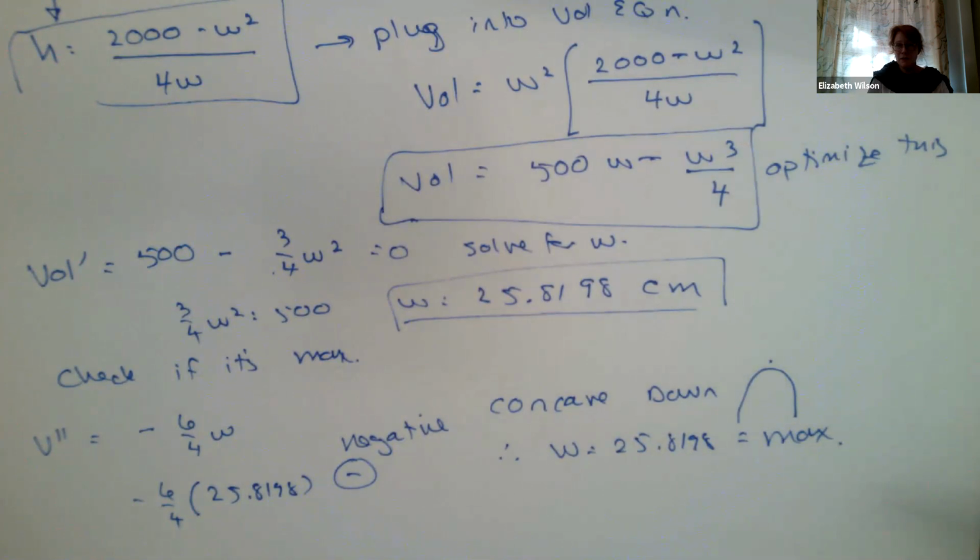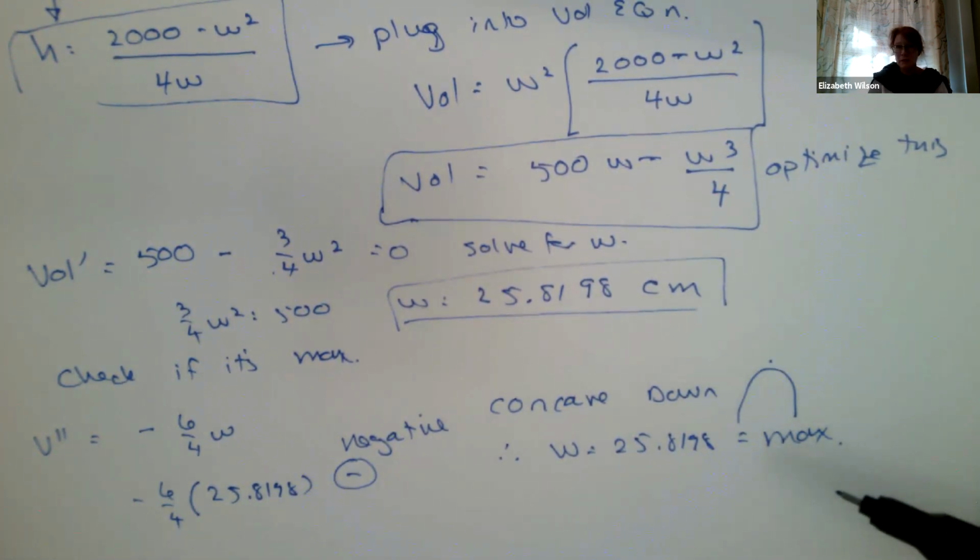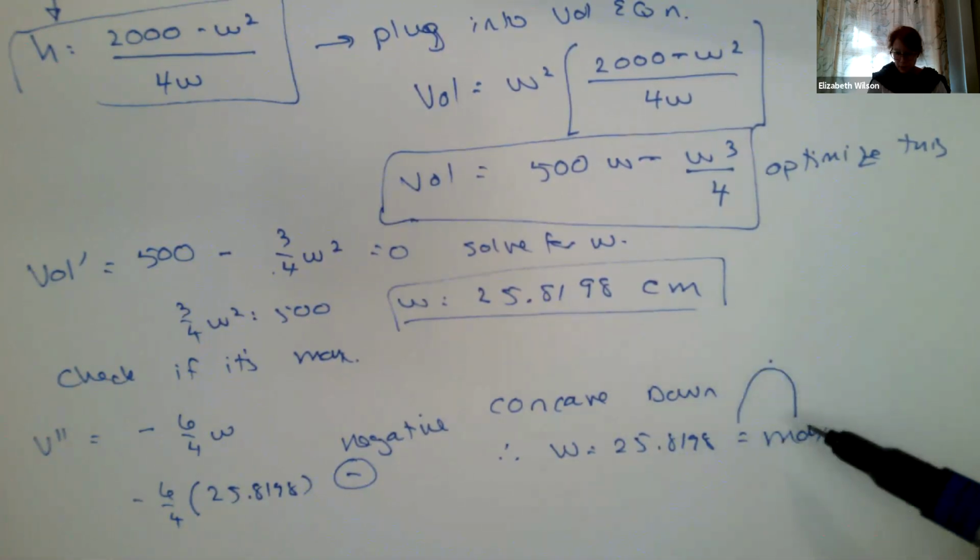How do I know if it's a max or a min? Like if I did this and it came out to be a minimum, I'd say there's no solution, right? There's no way to actually maximize this. But because it's concave down, I can show that it's actually a max.